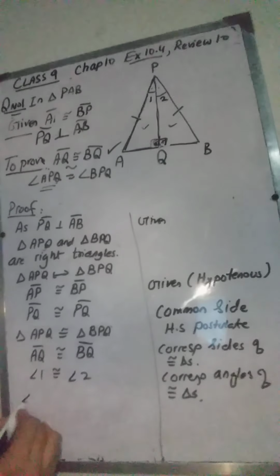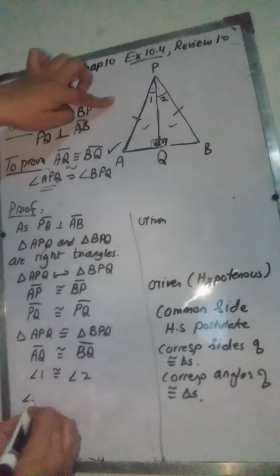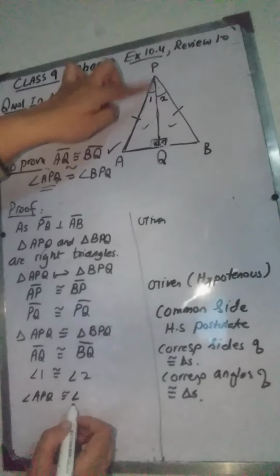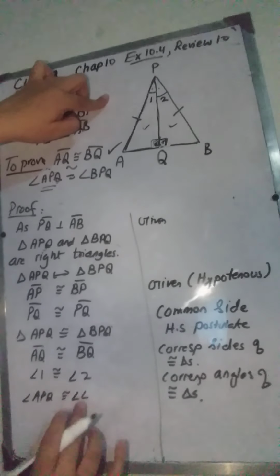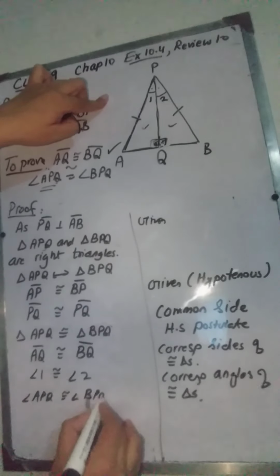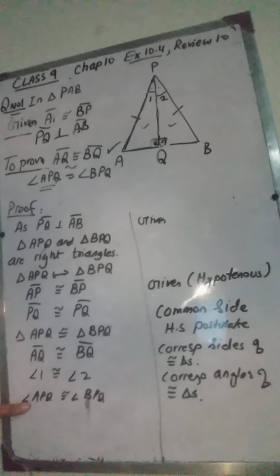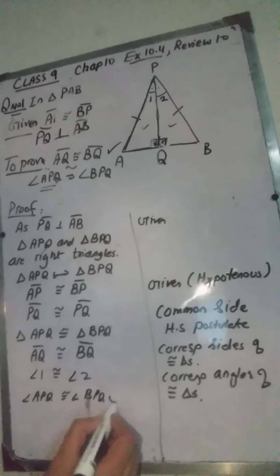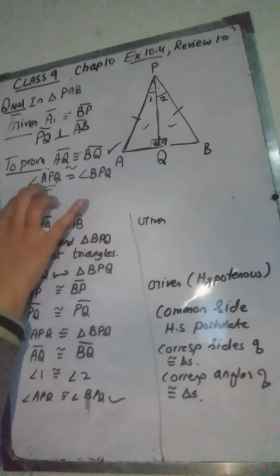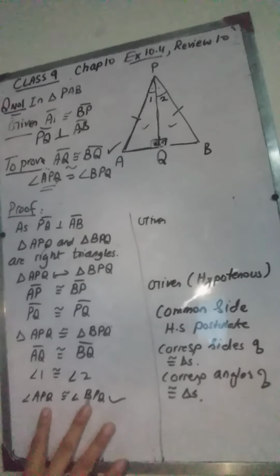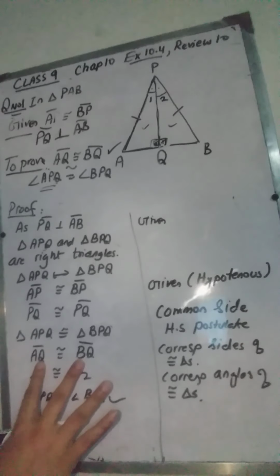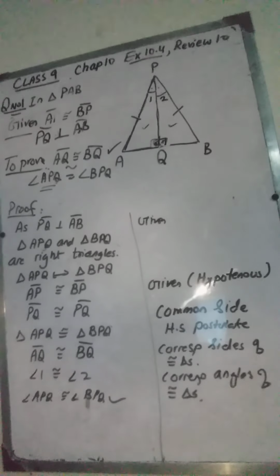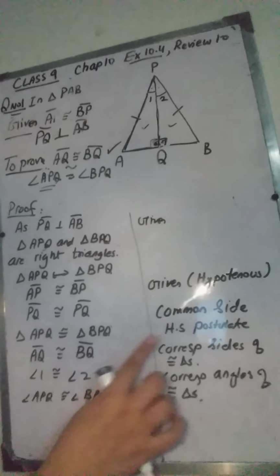Angle 1 is angle APQ. Angle APQ is congruent to angle BPQ, which I named angle 2. Angle 1 is angle APQ and angle 2 is angle BPQ, and this is what they wanted us to prove. Angle APQ is congruent to angle BPQ, this is also proved, and AQ congruent to BQ is also proved. So this completes the question, and we have done this by using the HS postulate.